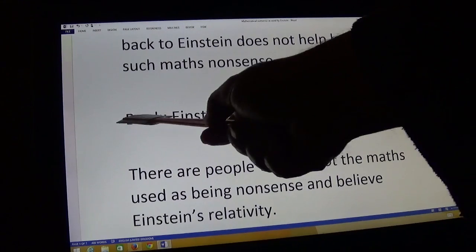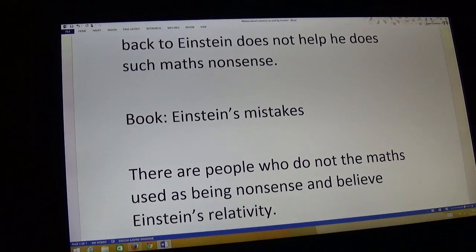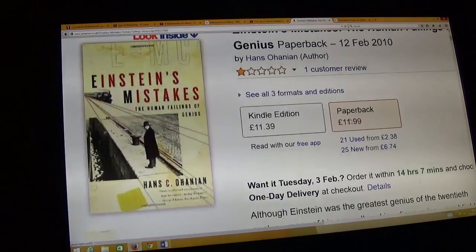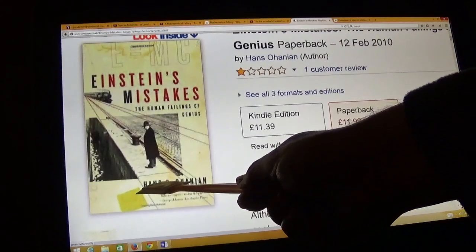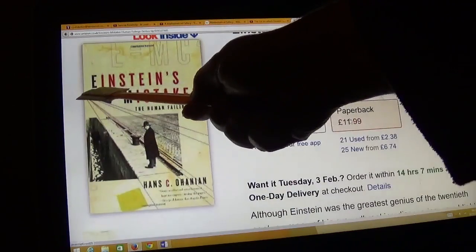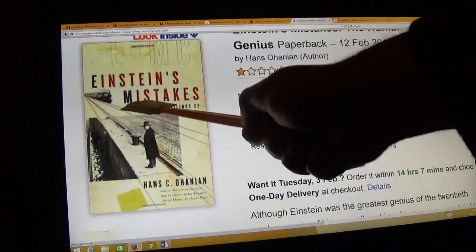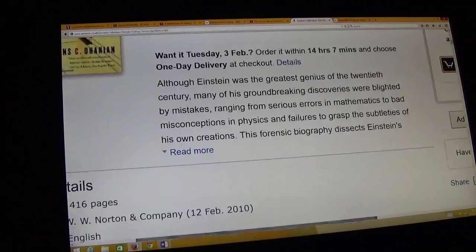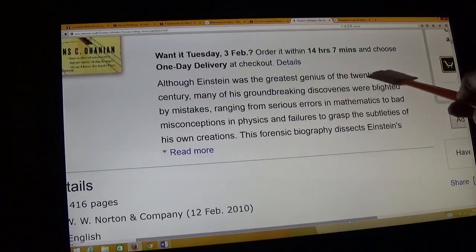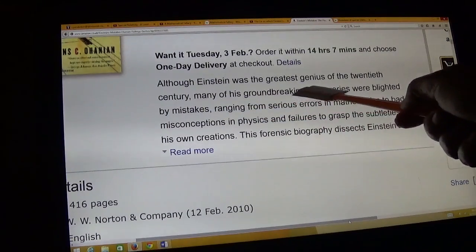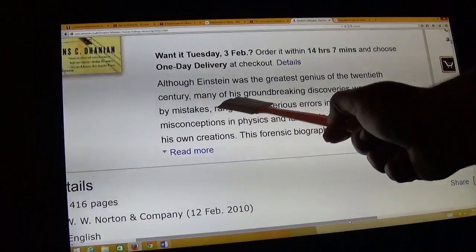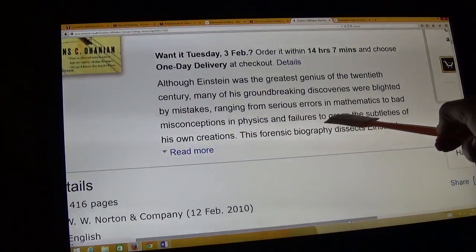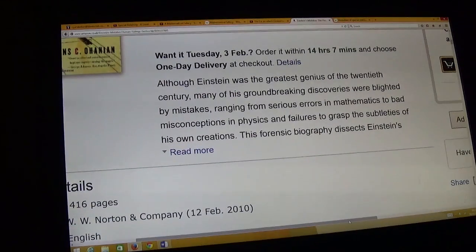Right, I want to point out the book Einstein's Mistakes. Where is it? Einstein's Mistakes. There. Right. This is a professor of relativity, and he's got a book out called Einstein's Mistakes: The Human Failings of Genius. It says, although Einstein was the greatest genius of the 20th century, many of his groundbreaking discoveries were blighted by mistakes, ranging from serious areas of maths to bad misconceptions in physics and failures to grasp the subtleties of his own creations.